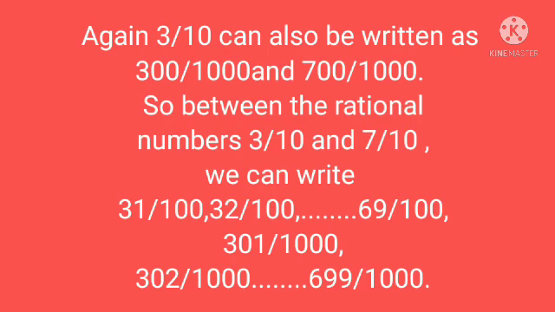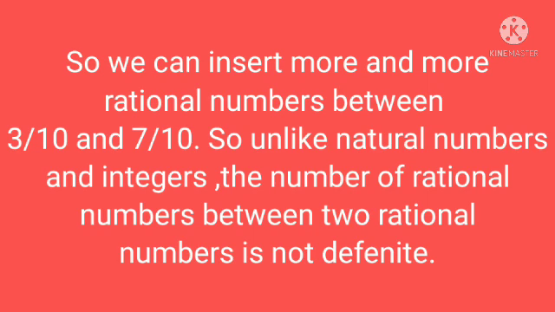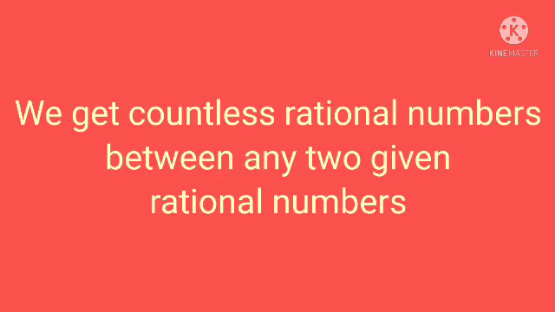So in between 3 by 10 and 7 by 10 we can write all these rational numbers. That means unlike natural numbers and integers, the number of rational numbers between two rational numbers is not definite. It is countless, it is not finite. So children, remember we get countless rational numbers between any two given rational numbers. That is the main point today.